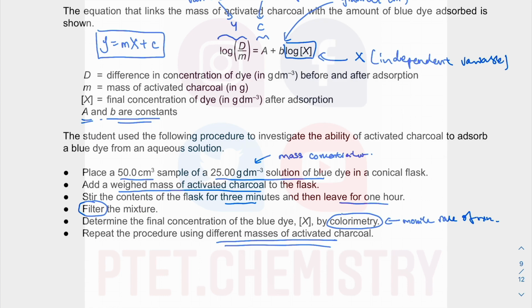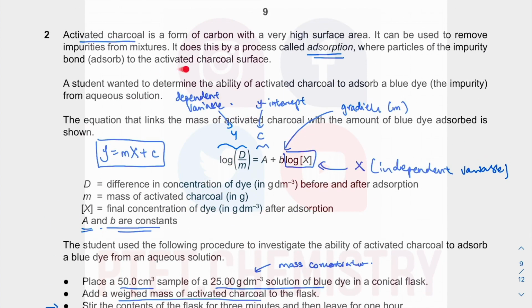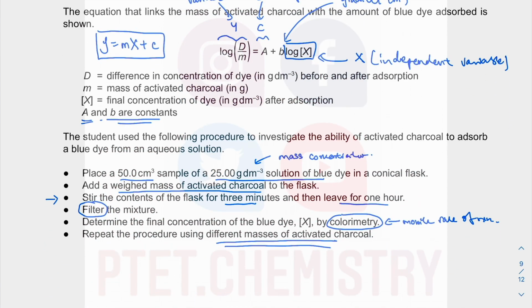So I guess the most important step here really is this thing. You add in the charcoal, you stir it 3 minutes, you leave it for 1 hour, filter it to remove the insoluble activated charcoal, and then work out the final concentration of the blue dye by colorimetry. So this is to do with the adsorption of the blue dye onto the charcoal.